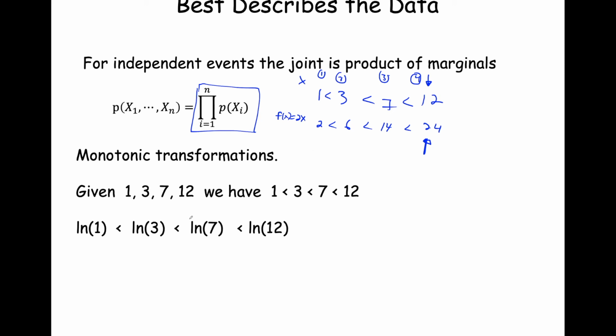So another monotonic transformation is logarithm. If we have f of x is log of x, natural log, ln of 1 is less than ln of 3, is less than ln of 7, less than ln of 12.